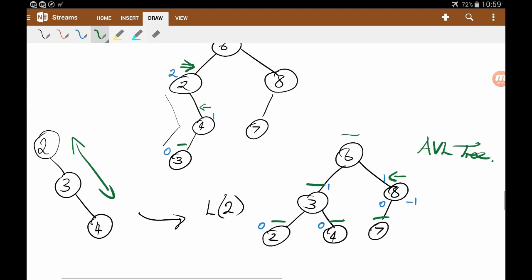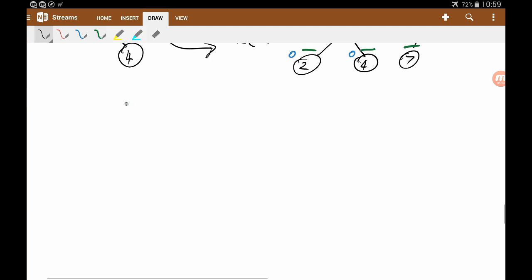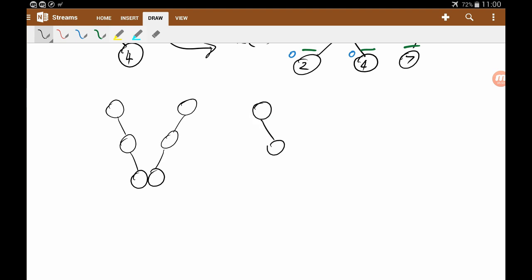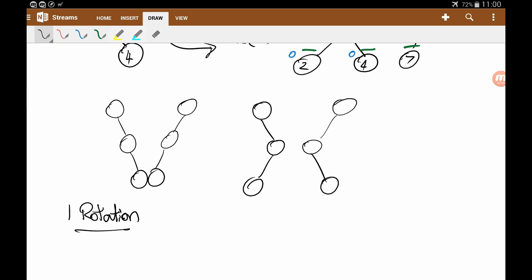So we see that there are now 2 cases. We have the case where we have all three problem nodes in some kind of straight line, either going left or going right, or we have some kind of zigzag going right and then left, or left and then right. In the straight line case, we can do one rotation, and we are guaranteed that the problem will be fixed. In the zigzag case, we have to do two rotations, one to turn it into the straight line, and then one more in order to actually fix the problem.